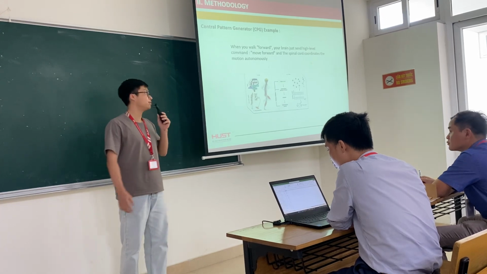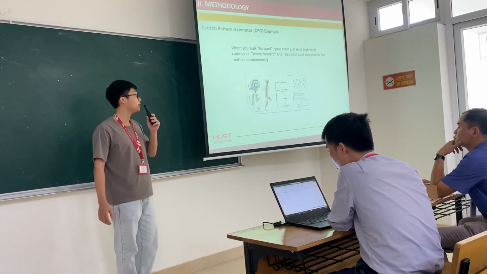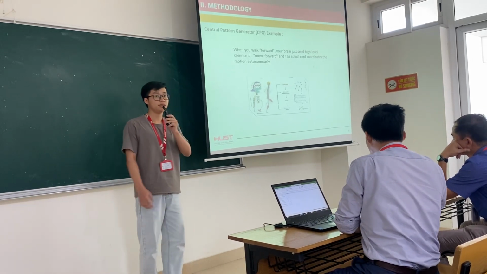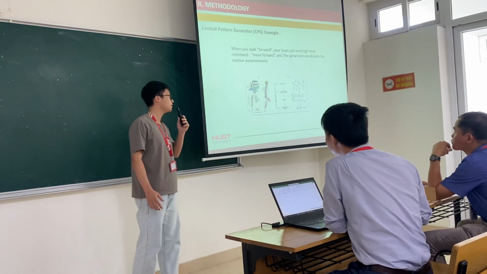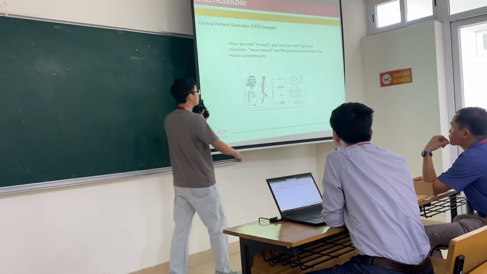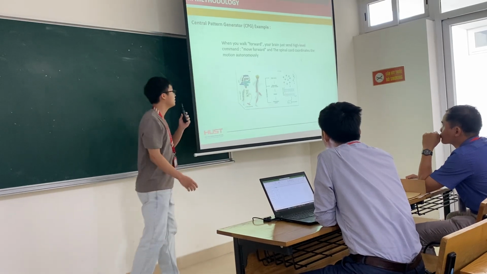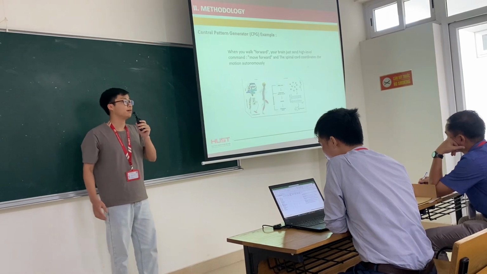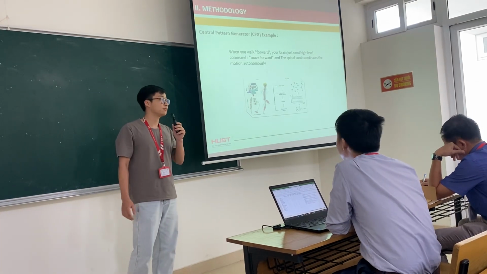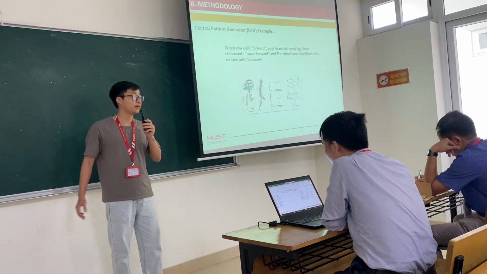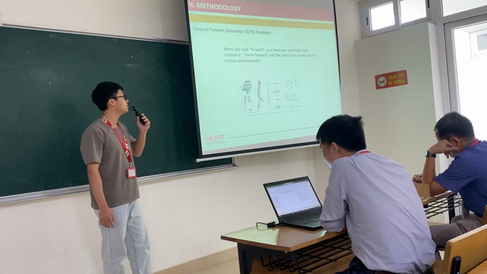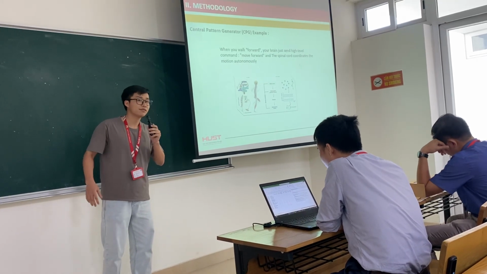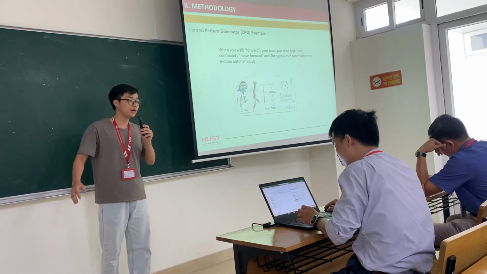So let me give you an example in our body, because our body is a great CPG system. In our body, CPG is a neural network, of course, and it comes from the spinal cord. The spinal cord can automatically generate rhythmic pattern movements, such as walking or running. And the important thing is that it doesn't require the brain to control every detail.